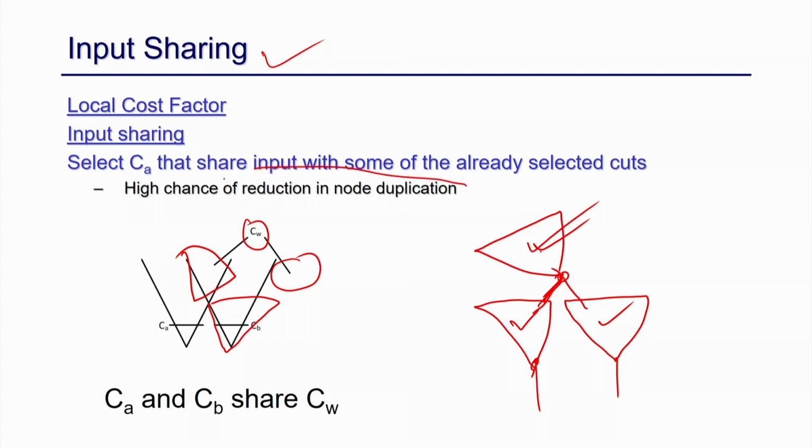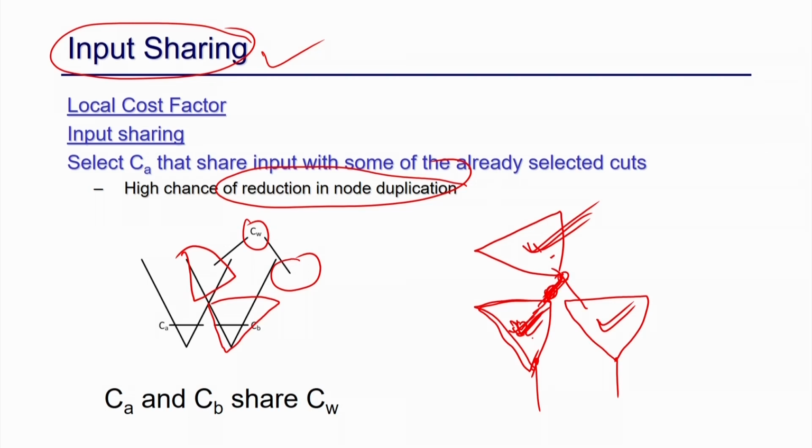In this case I am going to reduce the cost of this cart further, because I have already selected these two carts and I found that for this cart one of the inputs comes from an already selected cart. That means if I select this cart, there is a high chance there is no duplication through this. So this is a good cart, and I am going to improve its cost further, so that the chance of it getting selected is high. This is what is called input sharing. If this input is coming from an already selected cart, it should be a good cart.